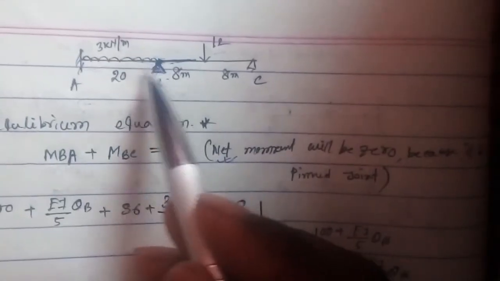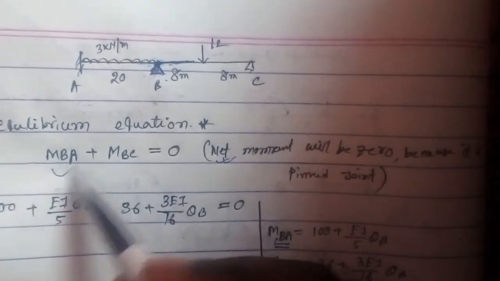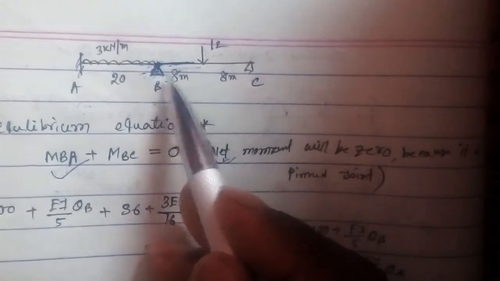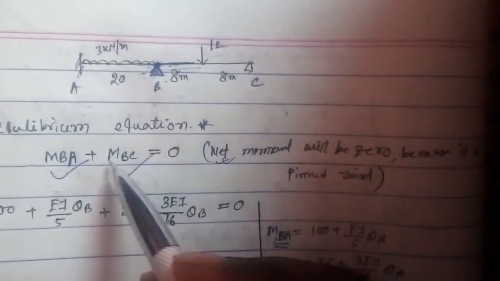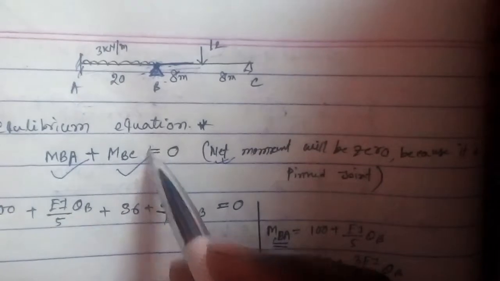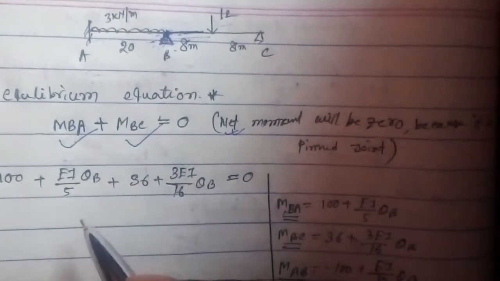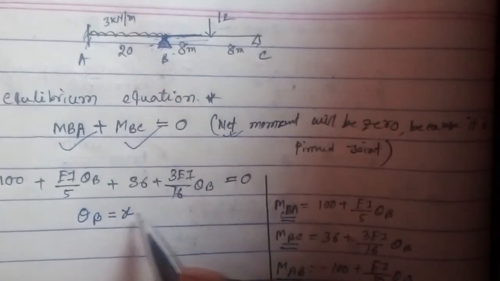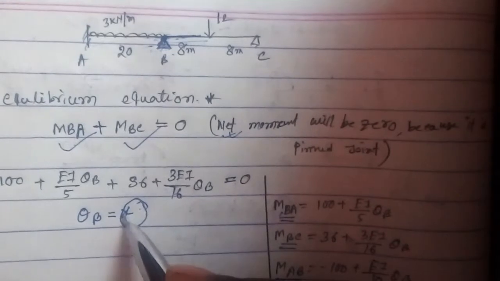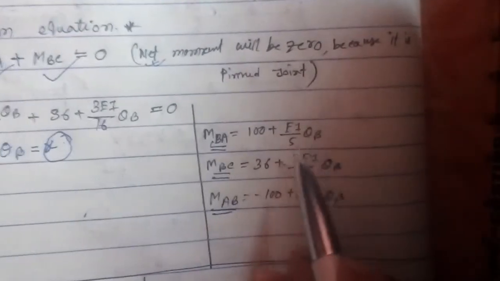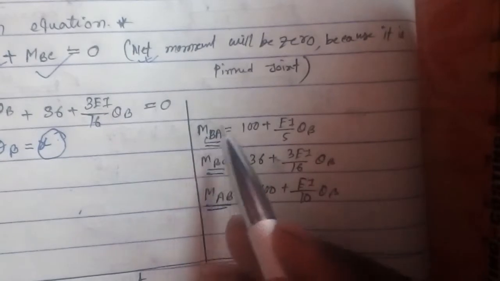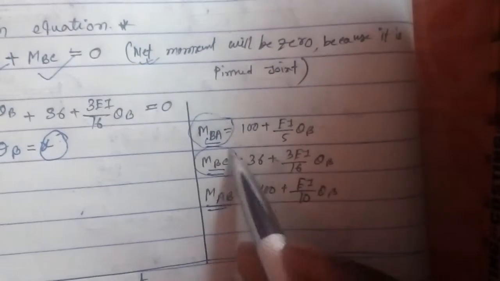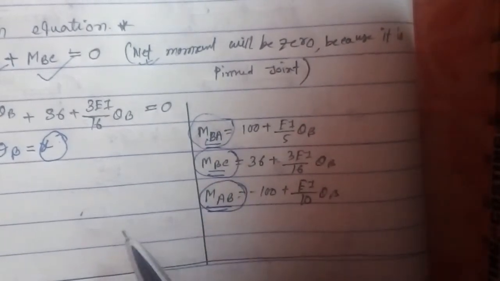So we will add MBA, the moment from B to A, and the moment from B to C, which will be 0. That is the equilibrium equation, and from this equilibrium equation we will find the value of theta B equals to something, suppose x, and we have to put this value of theta B into equation number 1. If we put the value of theta B here, we will get the moment at the point BA and the moment at the point BC, and the moment at the point AB. So we'll get these moments.